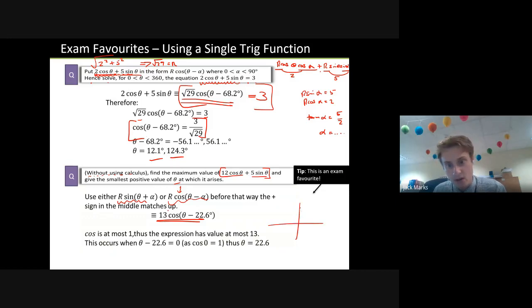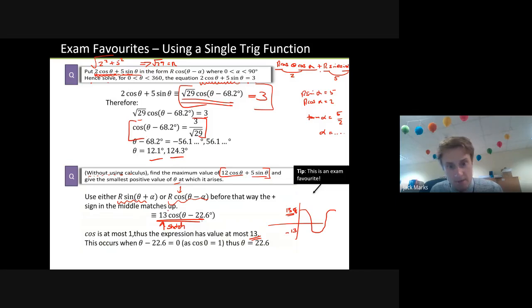Cos starts up here normally and goes like that. And because there's a 13 there, it's not going to start at 1 anymore. It's not going to go between 1 and minus 1. It's going to go between 13 and minus 13. So when they say to you, what's the maximum value? Well, the maximum value is going to be 13. So you don't need to do any differentiation or things like this. You just need to understand what sine graphs and cos graphs really look like. So that's the stretch.